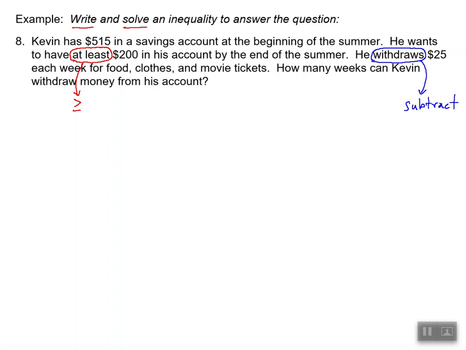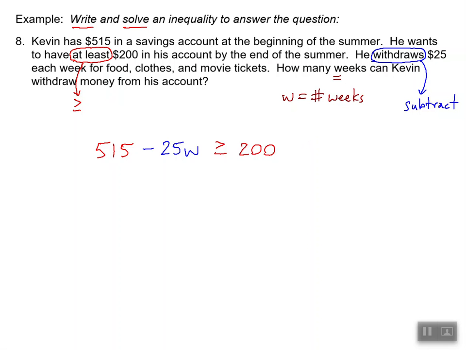So let's talk about what variable we want. I like weeks. We're talking about weeks, so I'm going to make W equal the number of weeks. And let's see if we can solve our inequality. Well, let's write it first. So we started with $515, okay? And we're subtracting, we're withdrawing, we're taking away $25 every week. So 25 times however many weeks. I don't know how many weeks it is, it's just W right now. We want to have at least $200 left. So that's going to be a greater than or equal to $200. And that's it. There's our inequality.